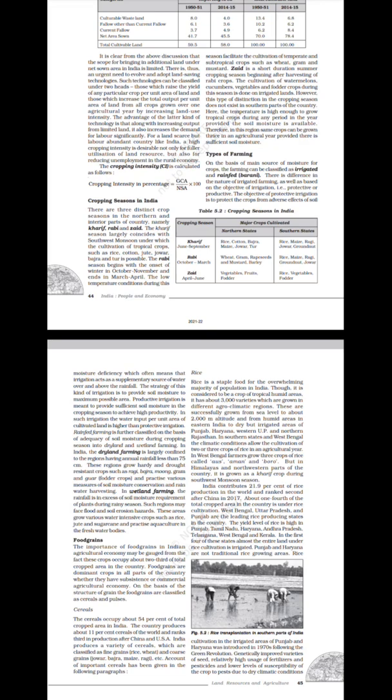Rabi, October to March. Northern states: wheat, gram, rapeseed and mustard, barley. Southern states: rice, maize, ragi, groundnut, jowar. Zaid, April to June: vegetables, fruits, fodder. Southern states: rice, vegetables, fodder.